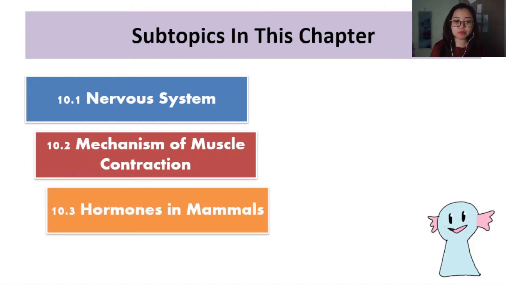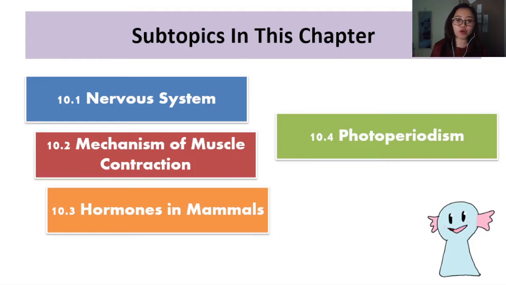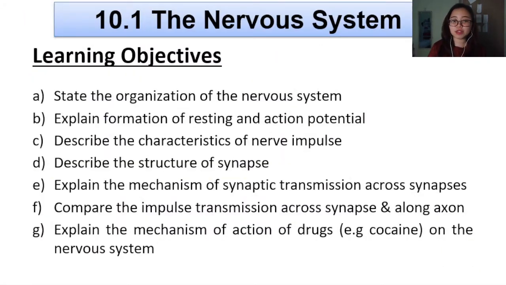contraction. 10.3, we'll learn about hormones in mammals, and last but not least, in 10.4, we'll learn about photoperiodism, that is in plants. So these 4 subtopics are going to be teaching us on how coordination, which is how the cells in one organism communicate with each other in order to perform a certain action or to ensure the organism's survival. So each of these subtopics will be explained in its own video. In this video, we're going to go into 10.1, the nervous system.